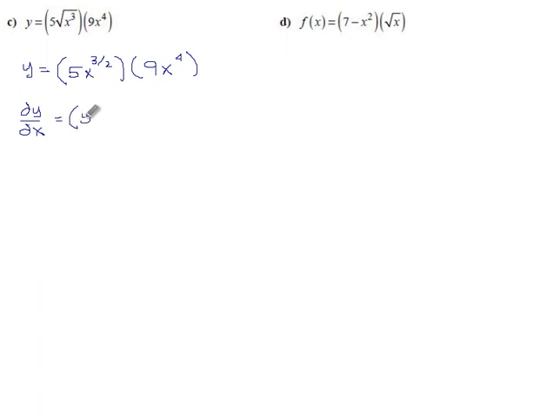first, 5x to the 3 over 2, d second, which would be 4 times 9 is 36x cubed, plus second d first. And this derivative is 3 over 2 times 5 is 15 over 2, x to the 1 half. Multiply by the power 3 over 2, then the power goes down by 1.